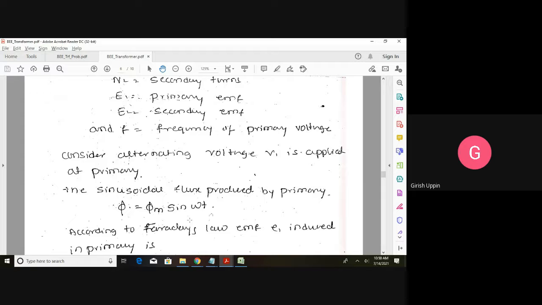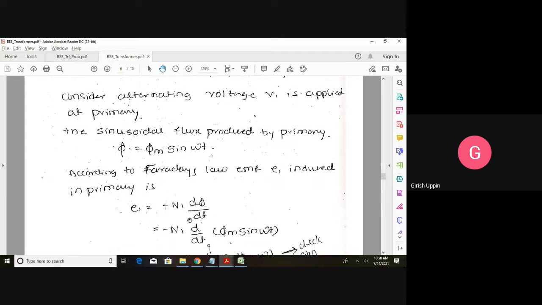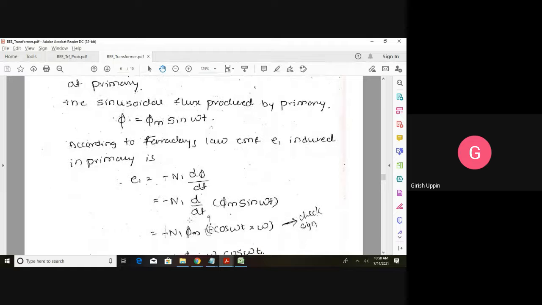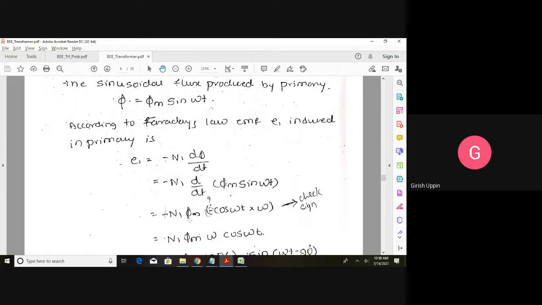According to Faraday's second law, what does it state? The first law states how EMF is induced. If you answer the question of how EMF is induced, the answer is Faraday's first law: whenever the flux linked with a coil or a conductor changes, an EMF is induced in that particular coil or conductor. The second question is how much EMF is induced.